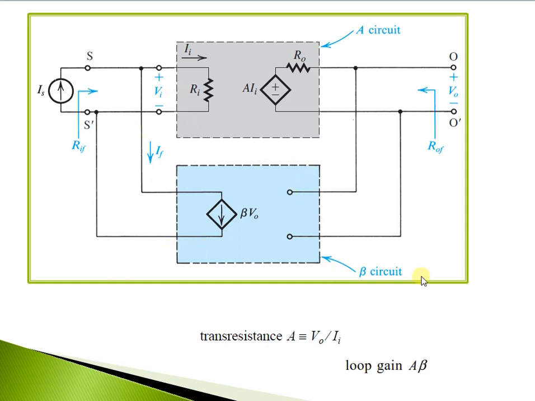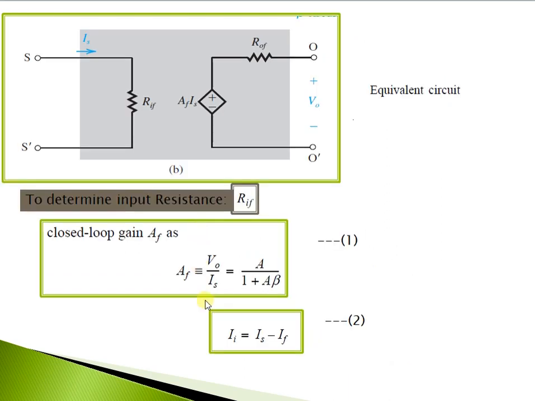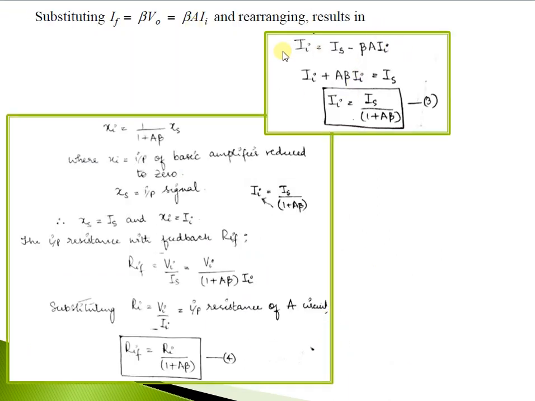Now substituting If equal to beta times V0, we have If equal to beta A into Ii. From equation number 2, Ii is equal to Is minus If. We can rearrange this equation, because if you substitute If equal to beta times A into Ii, this becomes Ii equal to Is by 1 plus A beta, and we denote this as equation number 3. This equation indicates that the shunt mixing will reduce the input current by an amount of feedback, which is given by 1 plus A beta.